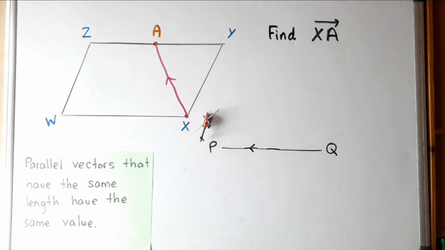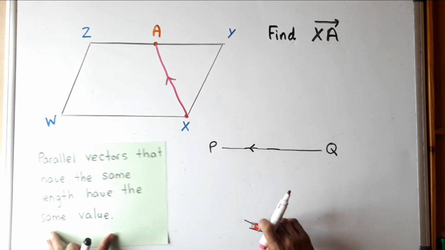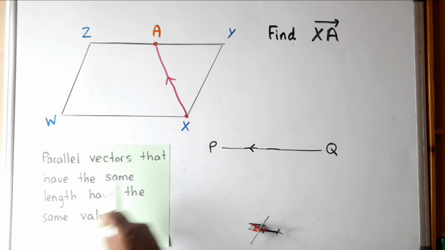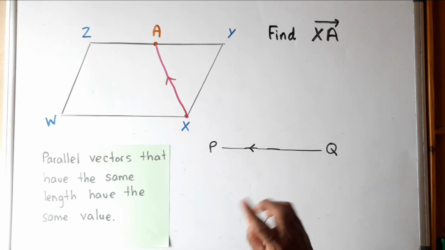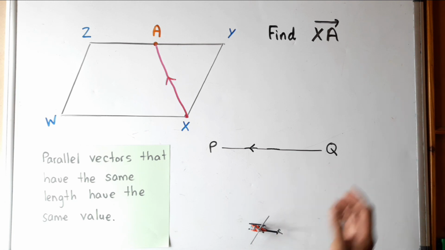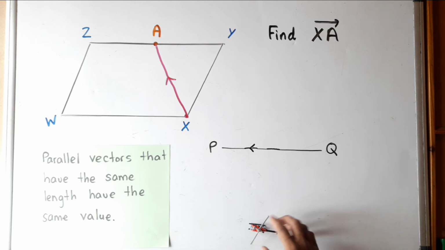So let's go through a few different possible answers, with all of them being correct. First of all, what you need to know is that parallel vectors that have the same length have the same value. So if two vectors are parallel and have the same length, that means they have the same value. So let's explore one possible answer here.